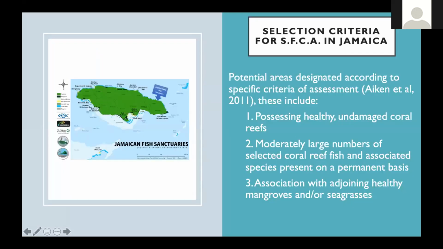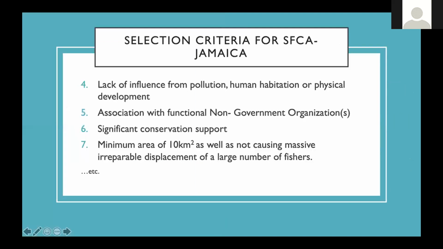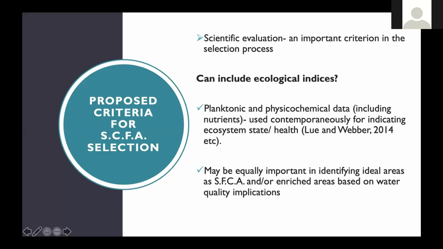And in Jamaica, the selection criteria for these areas or potential areas is very robust. It is a very specific selection criteria proposed by Aiken et al. in 2011. And they include aspects such as the area must possess healthy undamaged coral reefs, moderately large numbers of reef fish and associated species, as well as adjoining integrated ecosystems such as mangroves and seagrass, and a list of other social and scientific considerations. But the scientific evaluation is an important criteria in the selection process. Let's just get that out there.